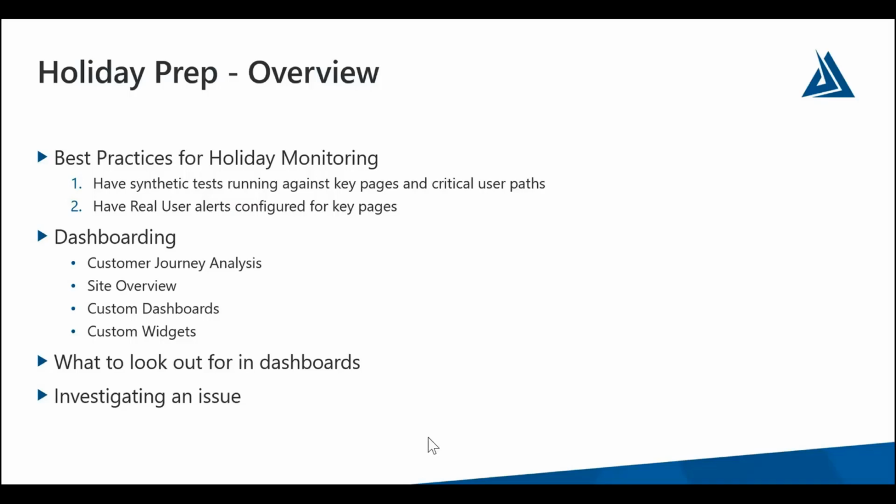So this is kind of an overview of what we're going to talk about today. There's a couple of quick things that I would like to point out as far as best practices for holiday monitoring. Now, without getting into the very specific configurations, two of the most important things are, one, to have synthetic tests running against your key pages and critical user paths. So that means the critical user journey that users take to check out or to convert. Those paths we should be monitoring with synthetic tests, as well as any other important pages on the site.